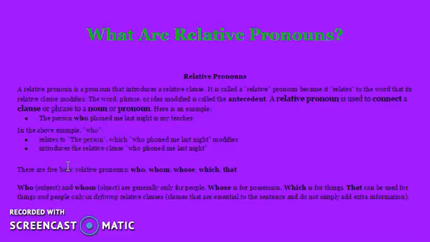There are 5 basic relative pronouns: who, whom, whose, which, that. Who and whom are generally only for people. Whose is for possession, which is for things. That can be used for things and people only in defining relative clauses. So take a second to pause and fill in your notes and we'll go on.